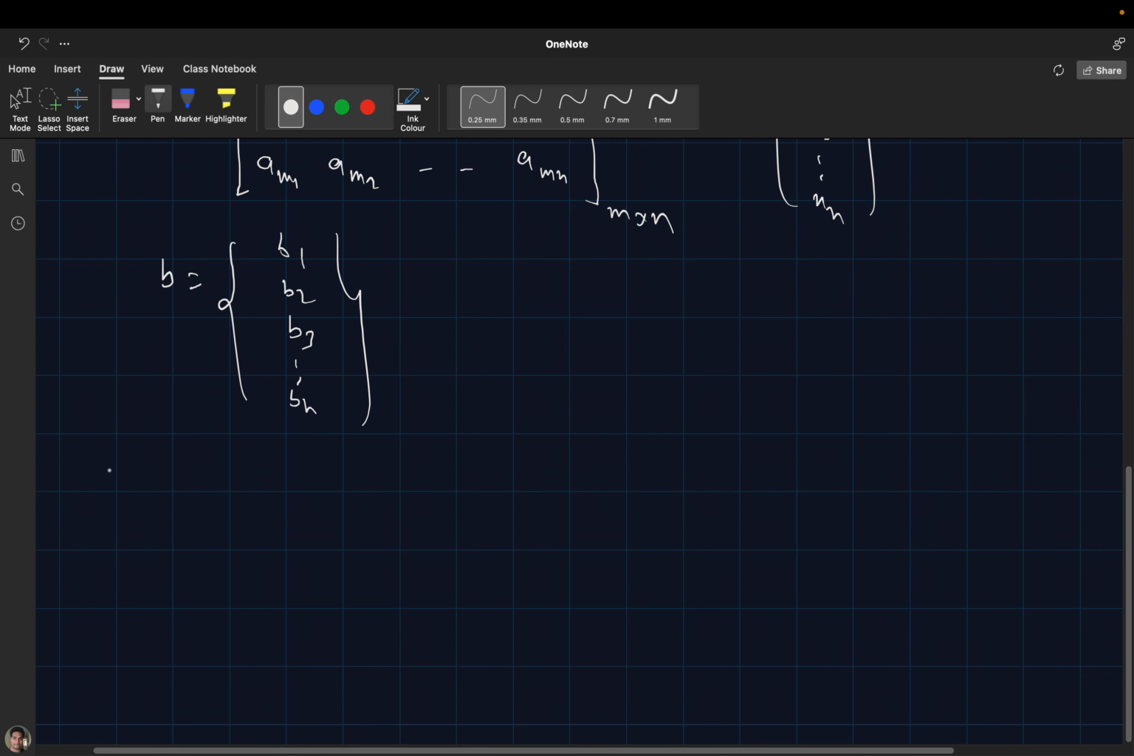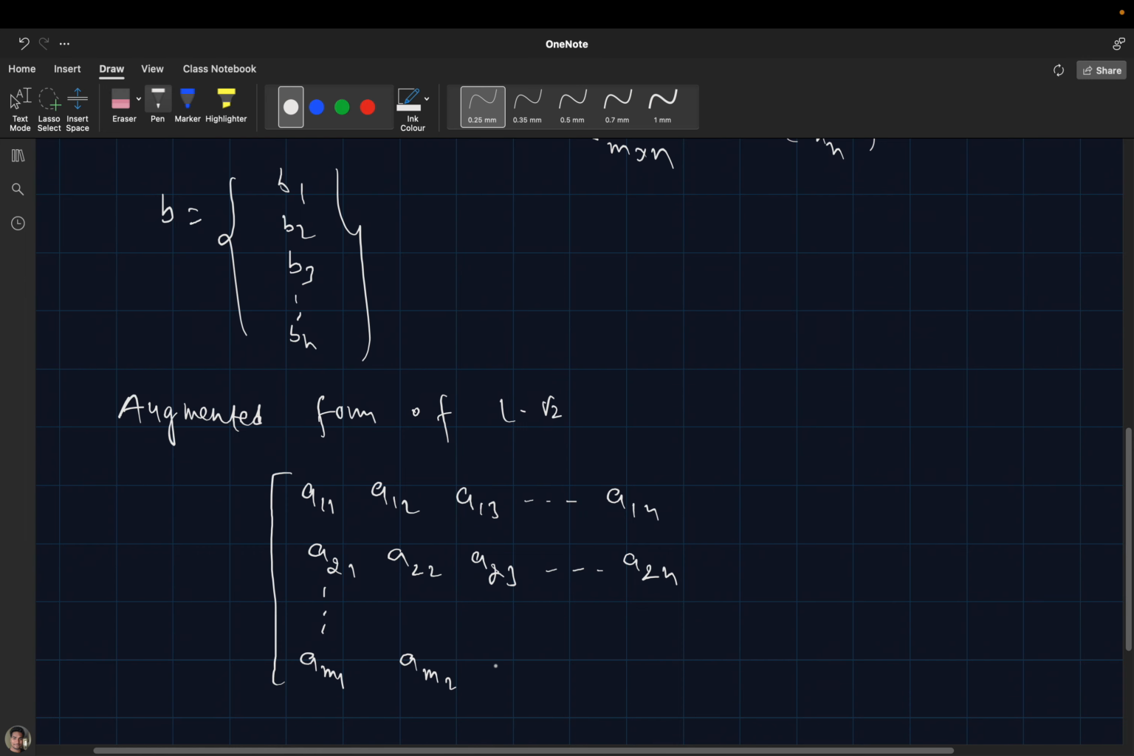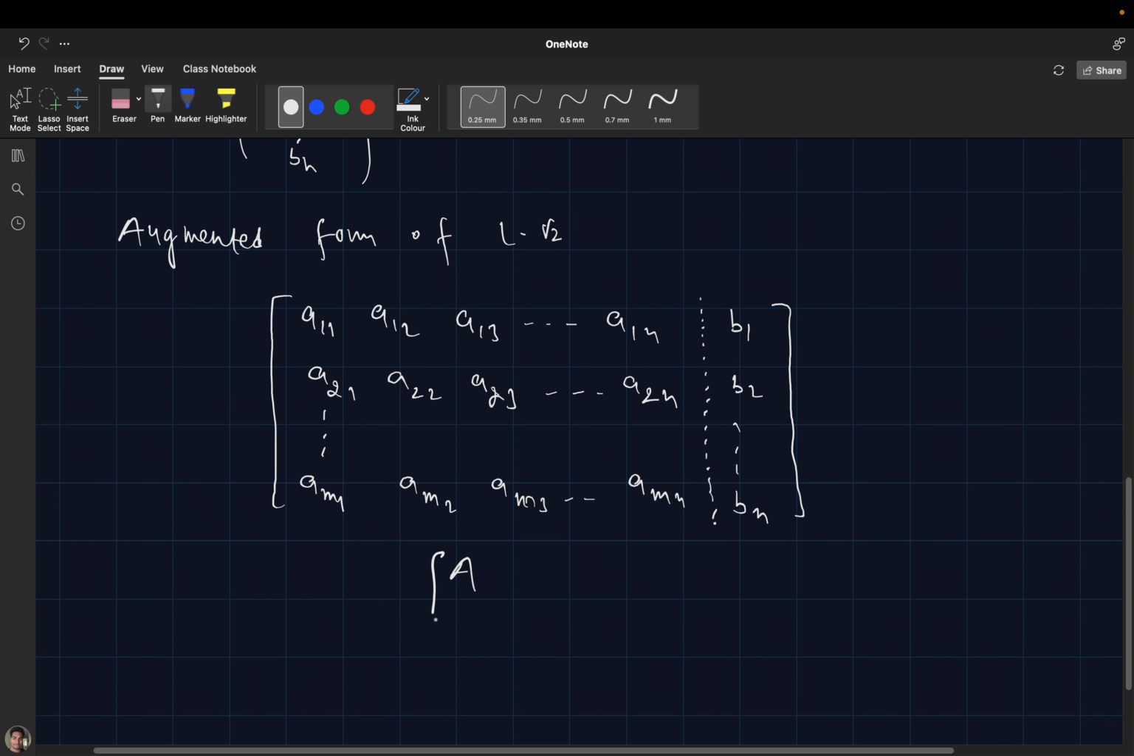Now I want to write it in the augmented form. The augmented form of a linear system is like this: a11 a12 a13 dot dot a1n, a21 a22 a23 dot dot a2n, similarly am1 am2 am3 dot dot amn, and there is a line which separates the b1 b2 dot dot bm. So this is called augmented form.